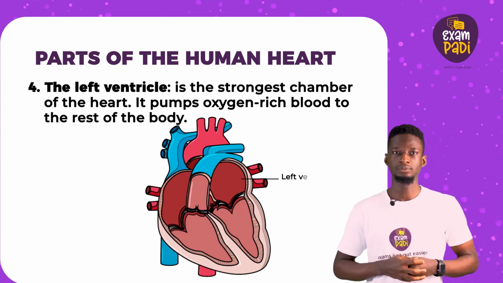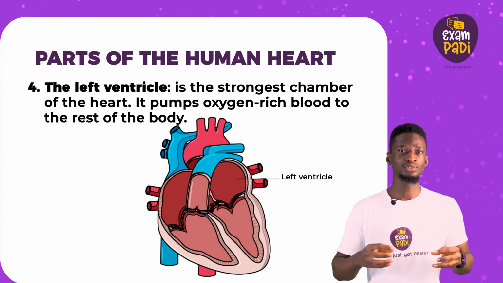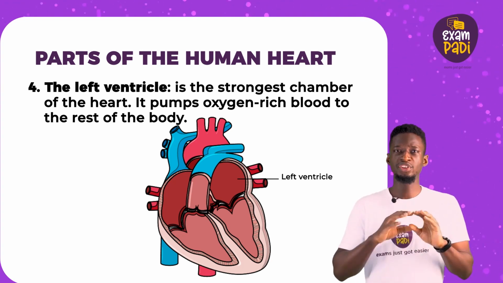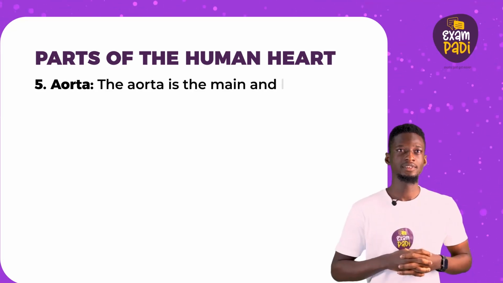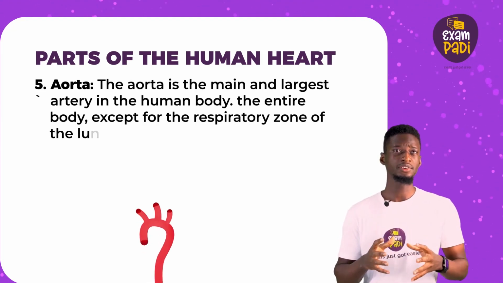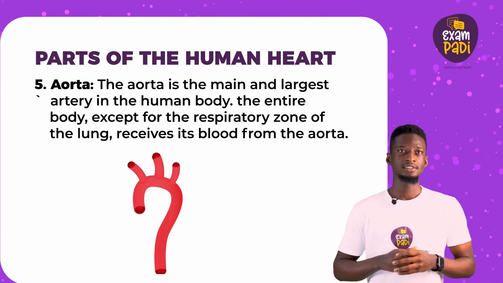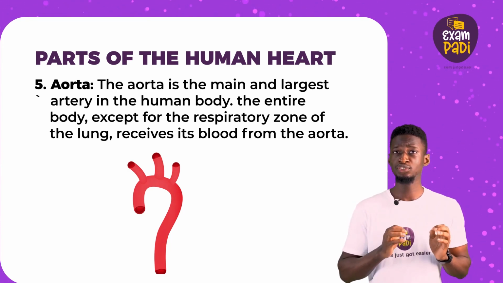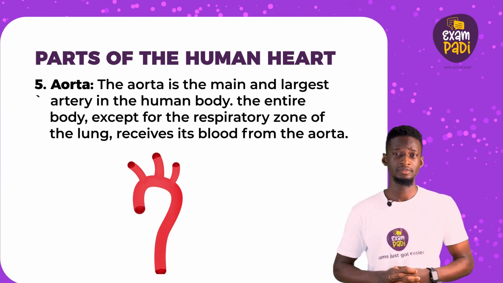4. The left ventricle. The left ventricle is the strongest chamber of the heart and it pumps oxygen-rich blood to the rest of the body. 5. Aorta. The aorta is the main and the largest artery in the human body. The entire body, except for the respiratory zone of the lung, receives its blood from the aorta.